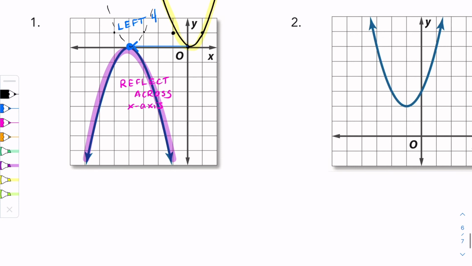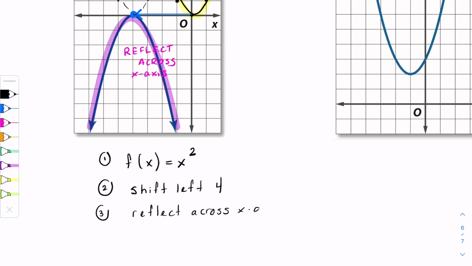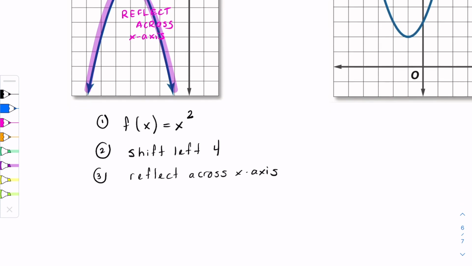Okay, if we're writing a function and we're starting with f of x, which is equal to x squared, we just have to work backwards and think about what's going on. So we're starting here. We know that from there we're going to have to shift left 4 units. And then we know that we're going to have to reflect this across the x-axis. Okay, so our new and final function is going to be, and just piece this together, so think about it for a second before you write it down.